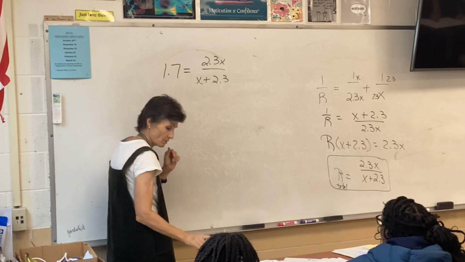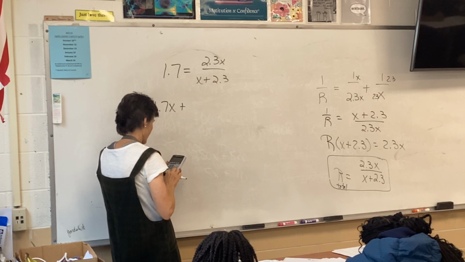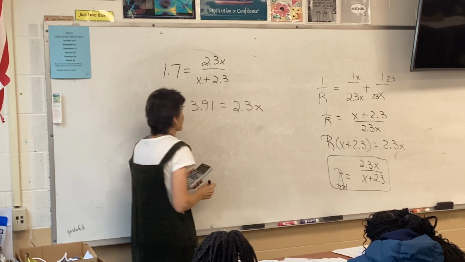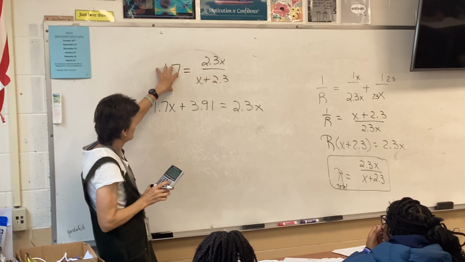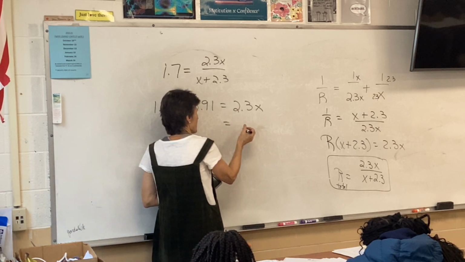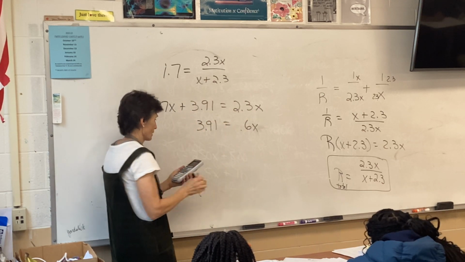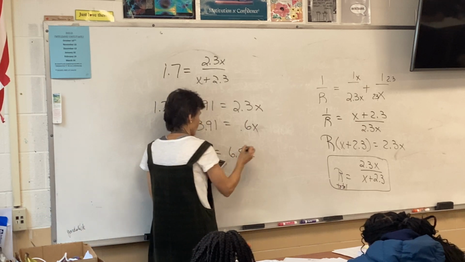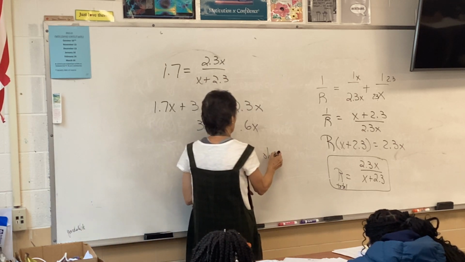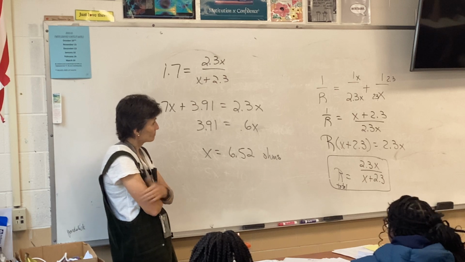And multiply your denominator over here, so we're going to have to do a little distributive. So 1.7x plus 3.91. So multiply this over to here, like he said. And then subtract this over, so is that 0.6? I got 6.52 for x. Anybody else get that? Yeah. All right, one more to go.